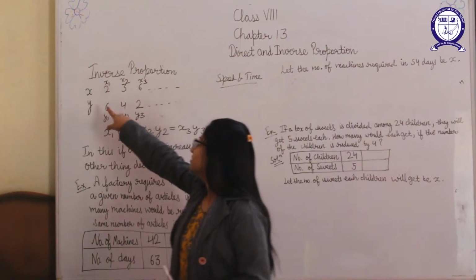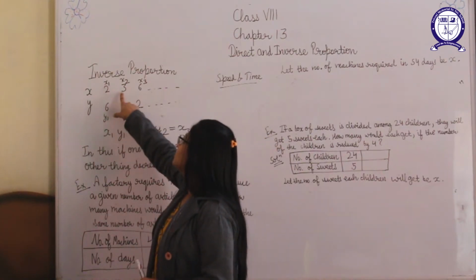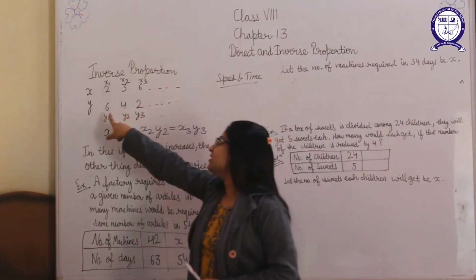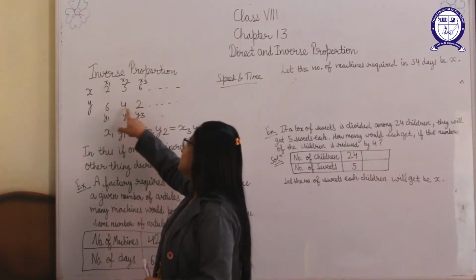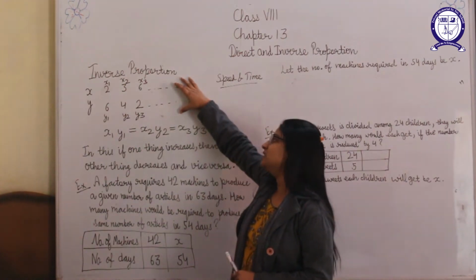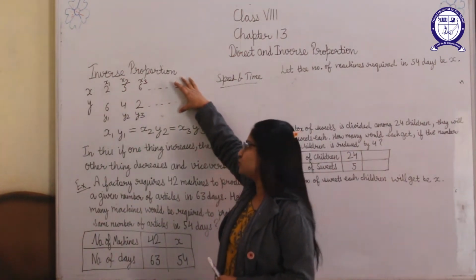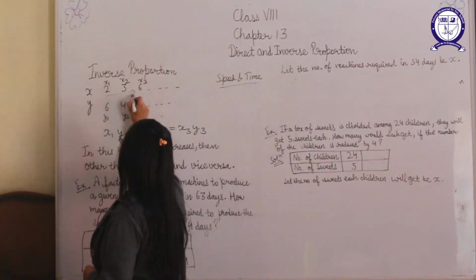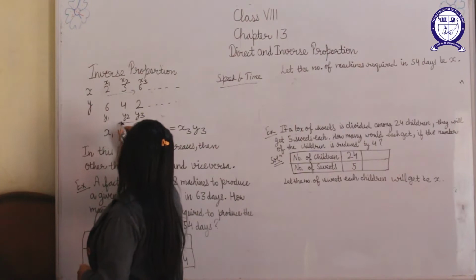How? See, in this x is 2, 3, 6 like this, meaning x is increasing, and here y is 6, 4, 2, meaning this is decreasing. So this shows that there is inverse proportion. As one thing is increasing here, if you see, the other thing is decreasing.